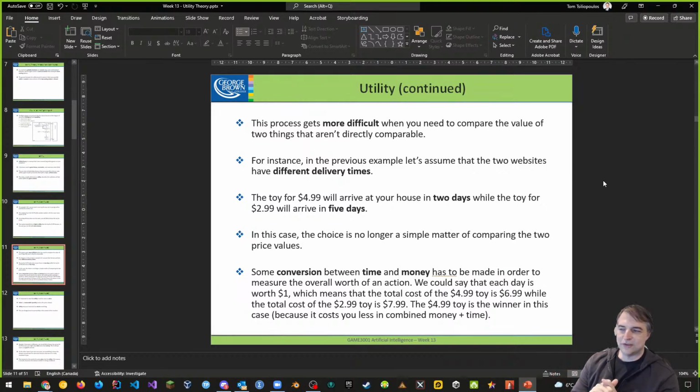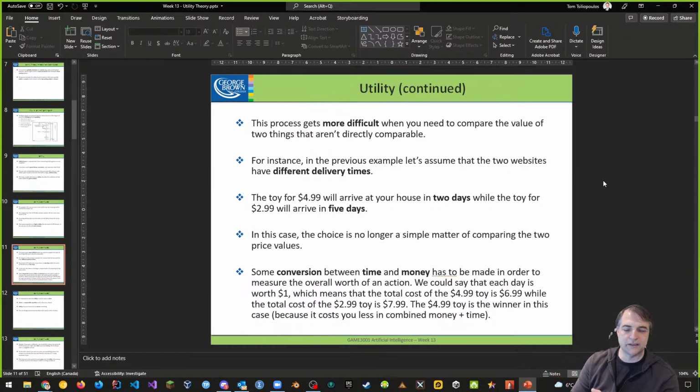and it's from a smaller provider, a smaller seller, and it's going to arrive in 5 days. And in this case, the choice is no longer a simple matter of comparing the 2 price values, right? There's got to be some conversion between time and money, and it has to be made in order to measure the overall worth of an action. And we could say that each day is worth $1, which means that the total cost of the $4.99 toy is actually $6.99. Well, the total cost of the $2.99 toy, because it takes 5 days, we said, you add 5 to $2.99, so it's $7.99, which means that the $4.99 toy is the winner in this case because it costs you less combined money and time, where time is equal to some value of money.